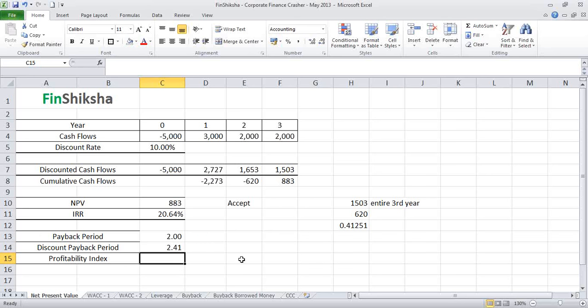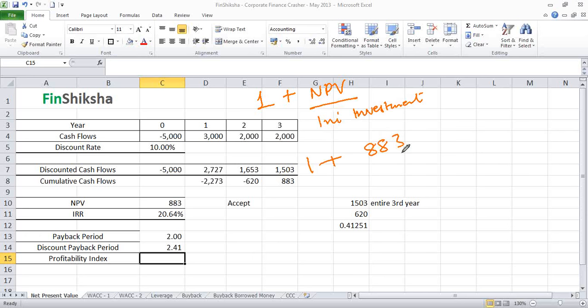What is profitability index? It's just one of those terms that has been created out of the entire text. Profitability index is 1 plus NPV by initial investment. So what is NPV here? 883, initial investment is 5,000. If you have a profitability index greater than 1, you accept the project. If you have this lesser than 1, you reject the project. So let's look at calculation of this and then we will know this relationship automatically.